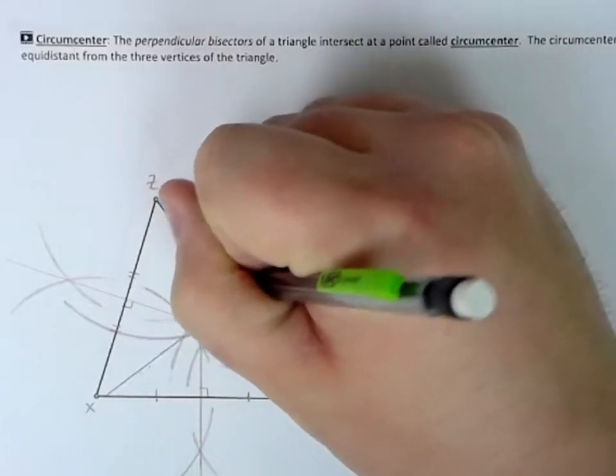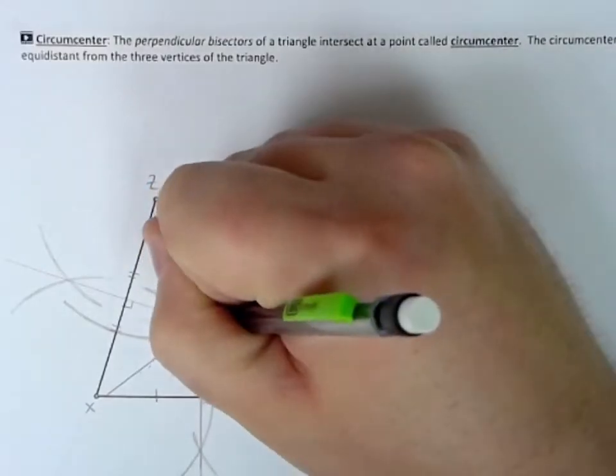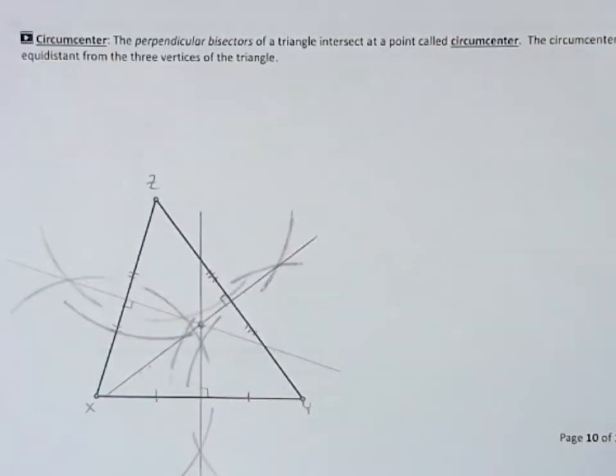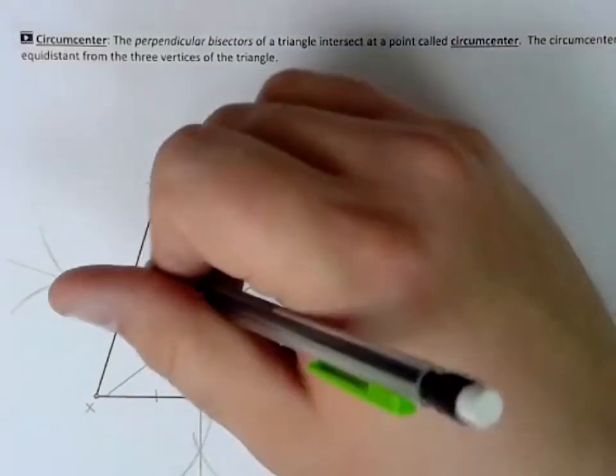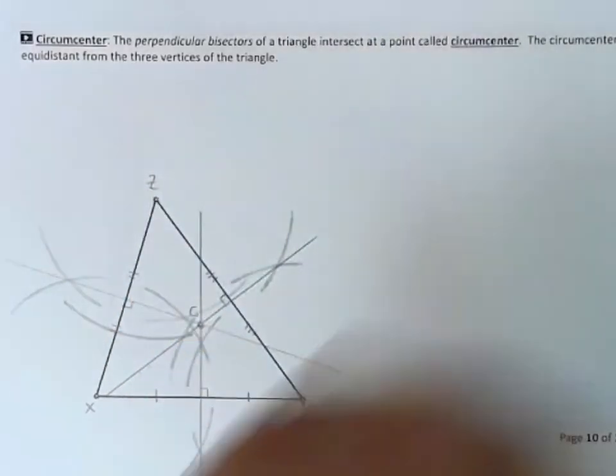So in this case here, looks like we drew this really accurately. And all 3 of our perpendicular bisectors cross at the same point. We're going to label that circumcenter point as C.